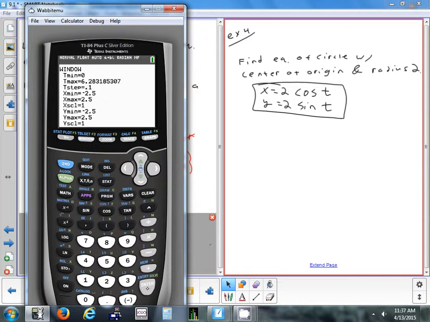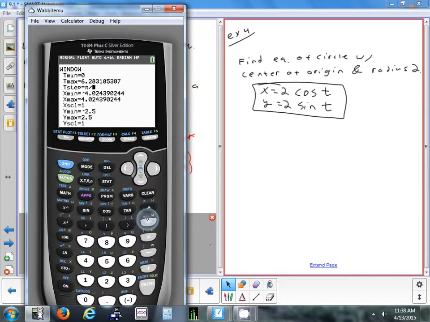Now remember, your screen is wider than it is tall. So if you set the x min and max the same as the y min and max, it's going to distort the image. It's going to look like an oval. But it really is going through 2 on each axis. If you want to make it look better, go zoom 5. Now it looks more square. And notice my parameter step is set at 0.1. That's pretty good. Going from 0 to about 6 by 0.1, that's a little over 60 points it's drawing.